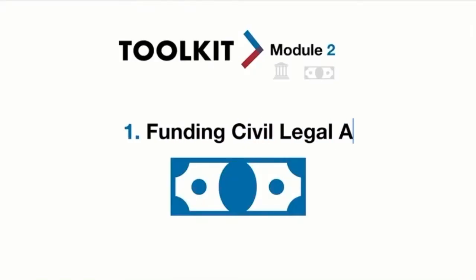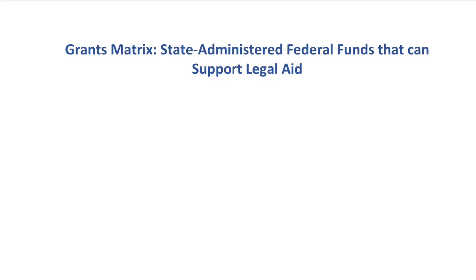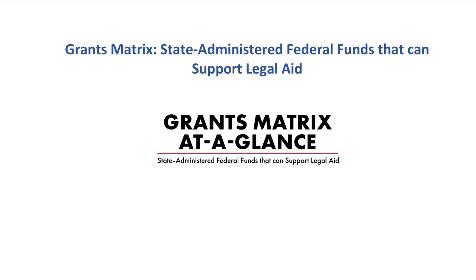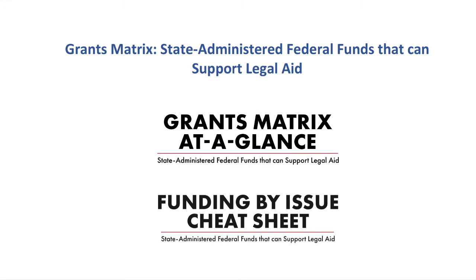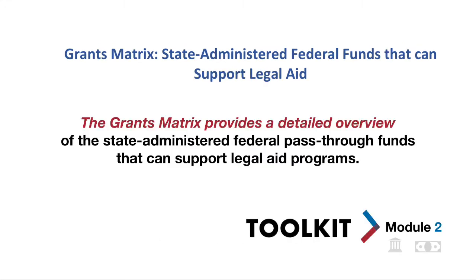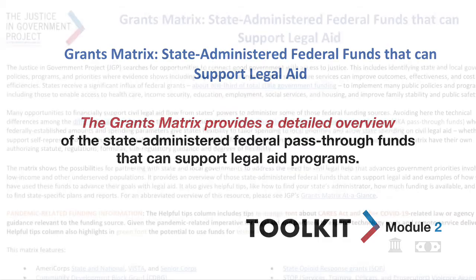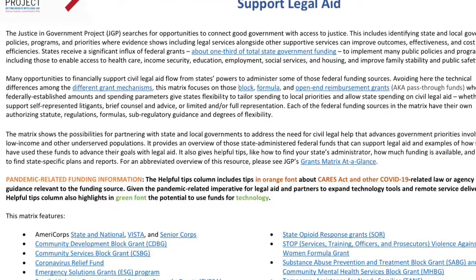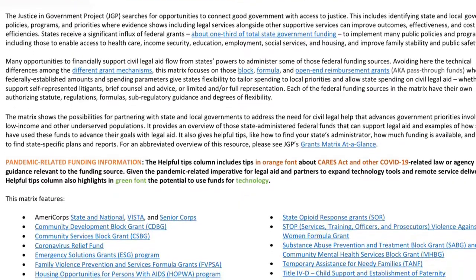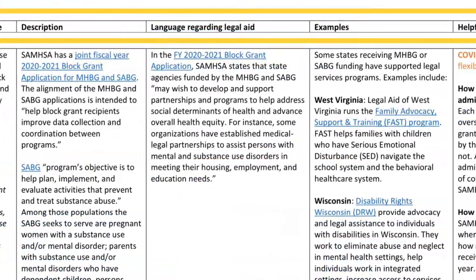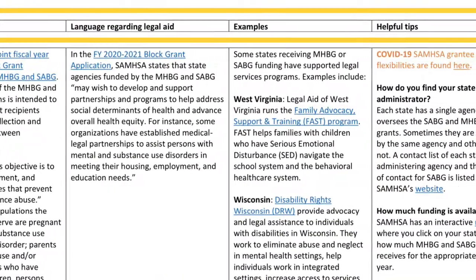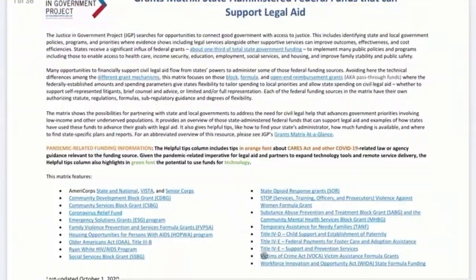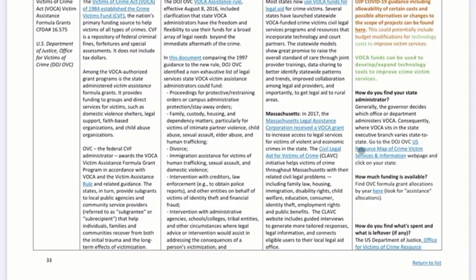First is the Funding Civil Legal Aid page, featuring our Grants Matrix and our more simplified Grants Matrix at a Glance sheet and Funding by Issue cheat sheet. The Grants Matrix provides a detailed overview of the state-administered federal pass-through funds that can support legal aid programs. It includes examples of legal aid and court projects funded by each source, links for finding your state administrators, and where to find state-specific plans and reports.